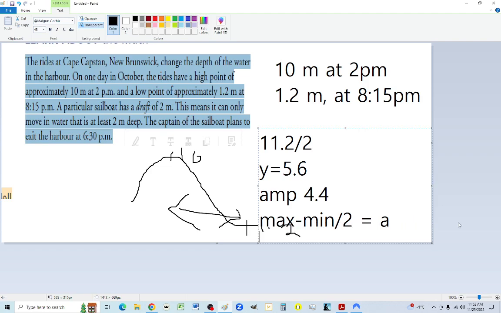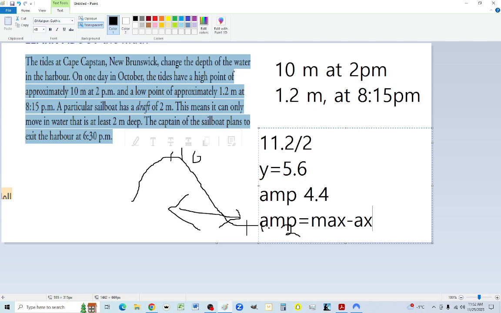Max plus min divided by 2 gives you the axis. Those are two important things to remember. Max plus min divided by 2 gives you the axis. Max minus min divided by 2 will give you the amplitude. You can also figure out amplitude, as I mentioned: amplitude is equal to max minus the axis. And you can manipulate this formula any way you want.